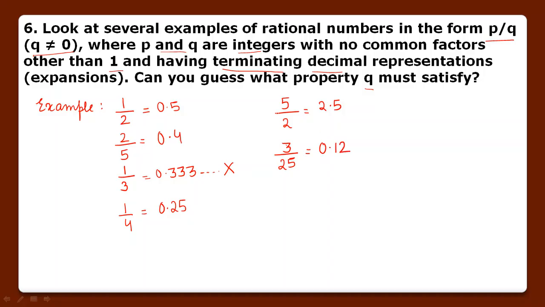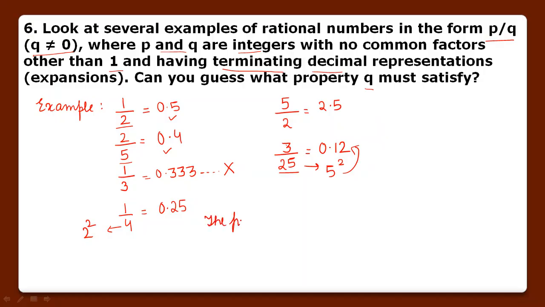It is 0.12. What we concluded is that when we took the denominator 2, our answer was terminating. When we take it as 5, it also terminated. When we took 4, meaning the square of 2, it again fulfills all the conditions. If we take the square of 5, our answer is also terminating. So what property is q satisfying?